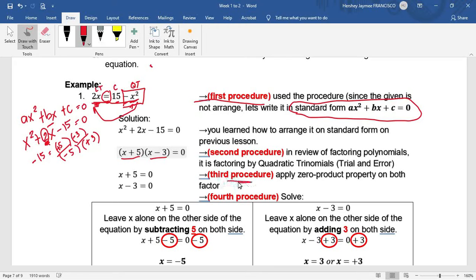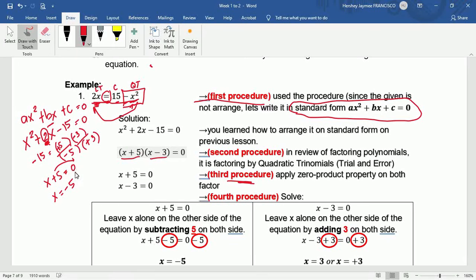Yung third procedure mo daw is to apply the zero product property. I-equate mo yung dalawang factor is equal to 0. Okay? X minus 3 is equal to 0 and x plus 5 is equal to 0. And the fourth one is to solve for the value of x. Paano mo isosolve? So, you're going to leave x dito sa kabilang side. Tingnan nyo ha. X plus 5 is equal to 0. So, kung iiwan mo lang si x sa kabilang side ng equal sign, ililipat mo si 5. So, equals negative 5. Okay?